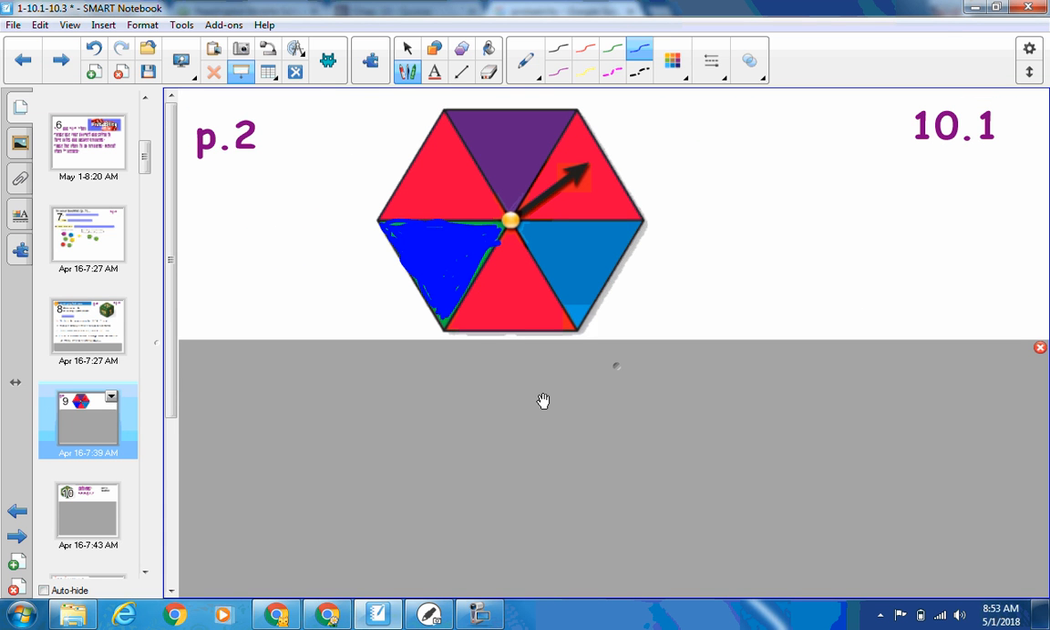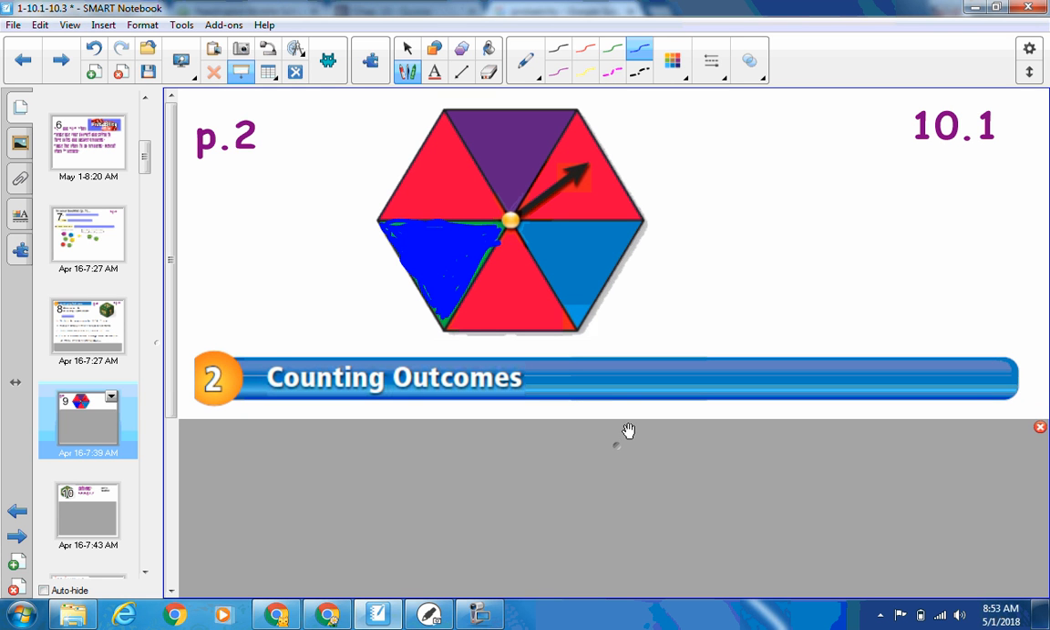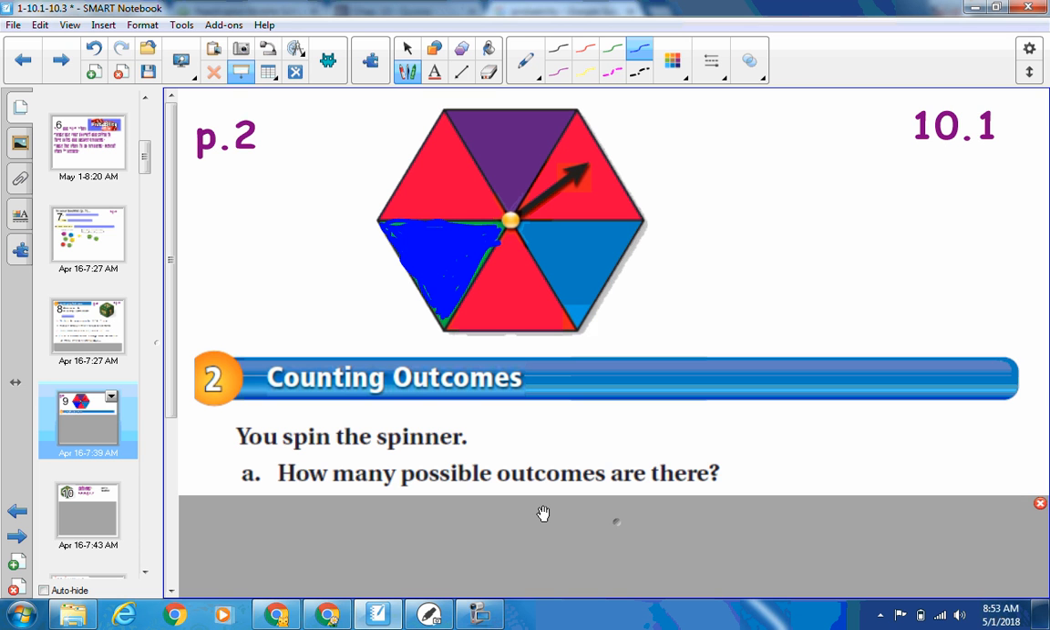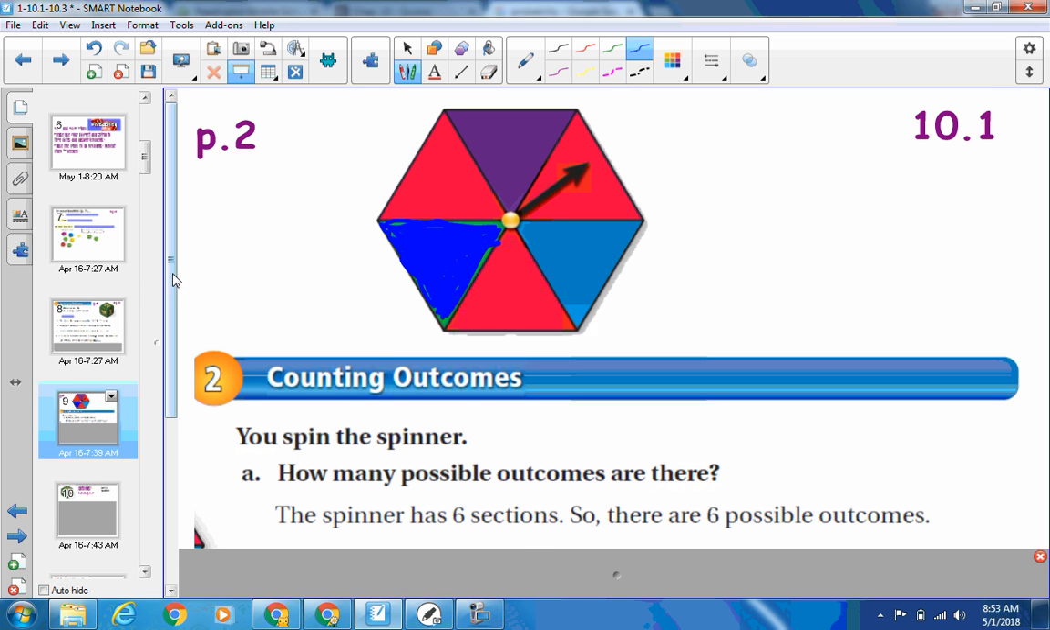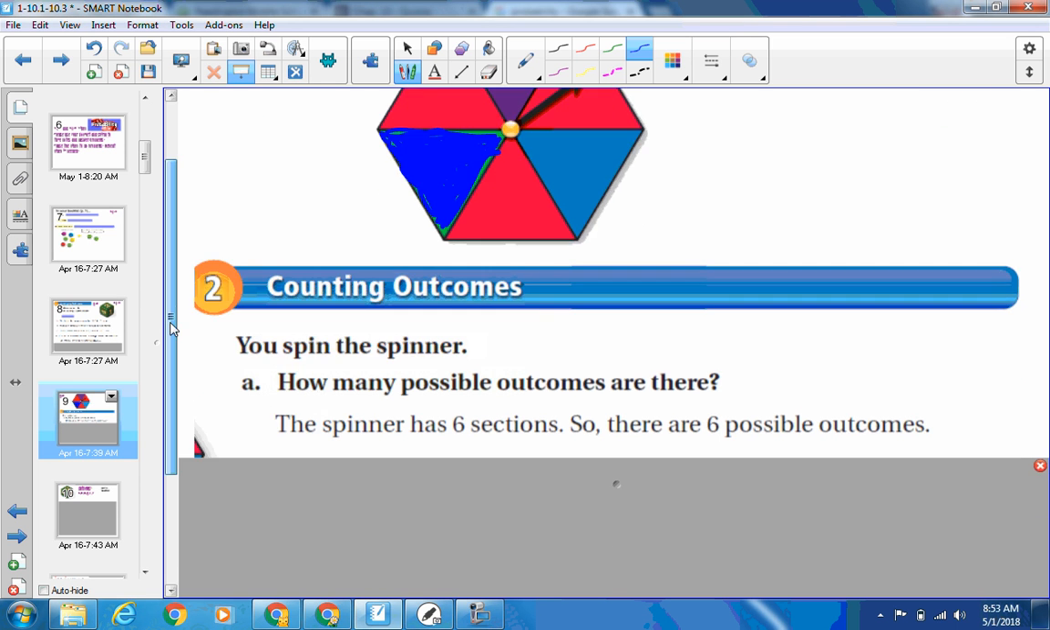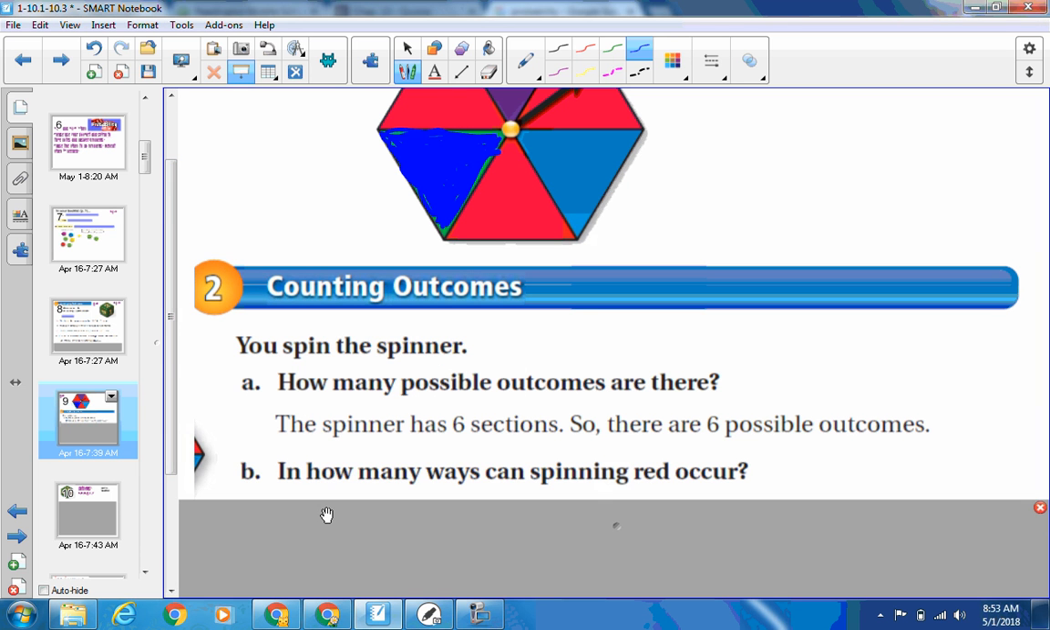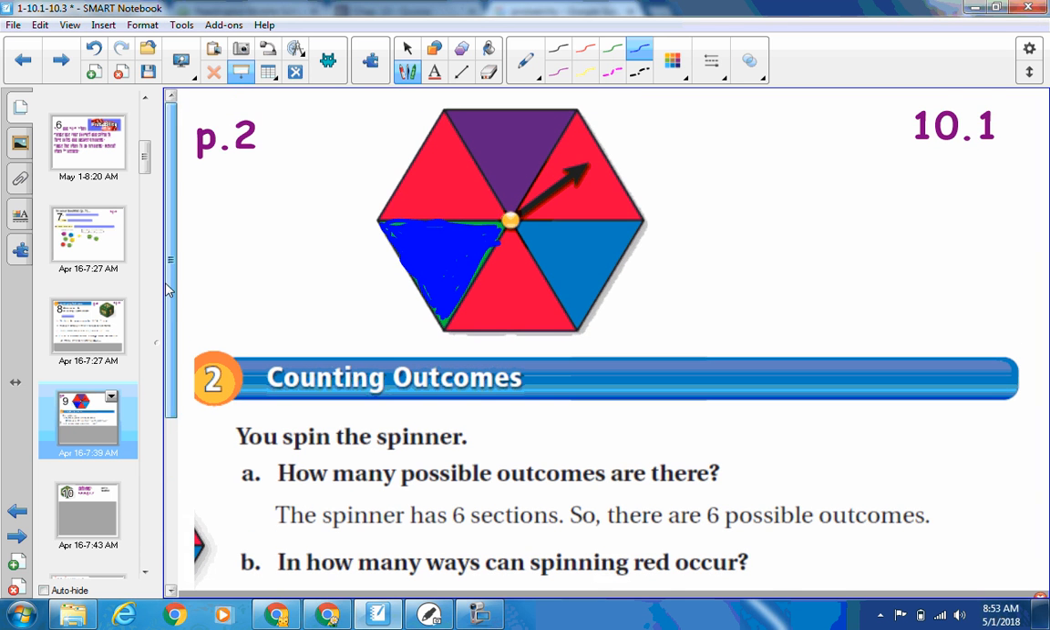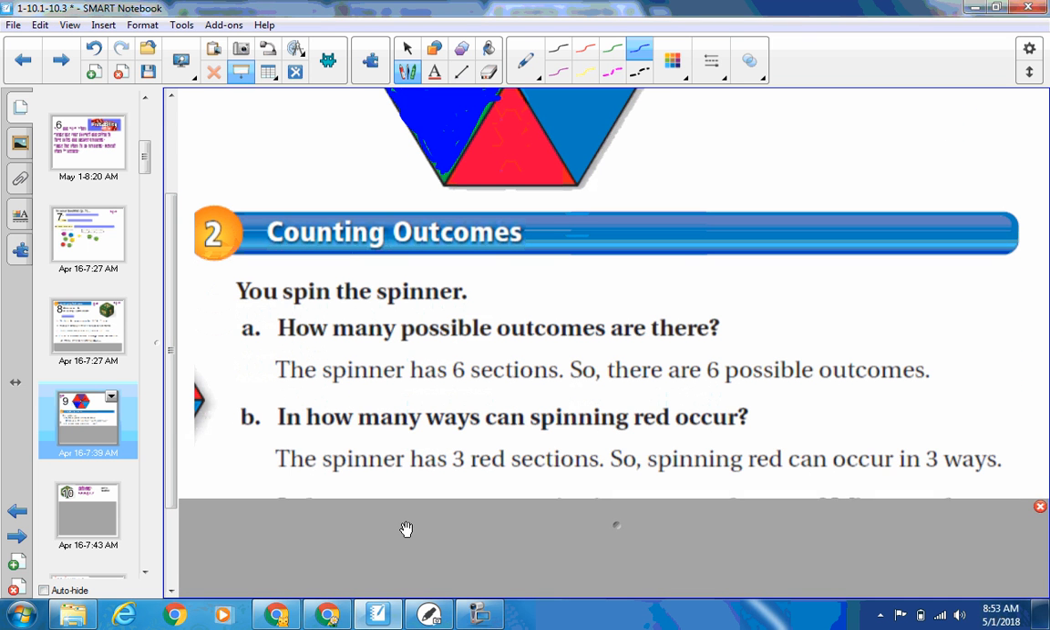Okay, also on page 2, you have the spinner. We're going to count the outcomes on the spinner. So you're spinning the spinner. How many possible outcomes are there? You would just count the number of sections on the spinner. And since there's 6, there's 6 possible outcomes. In how many ways can spinning red occur? You would count that there's 3 sections that are red. So there's 3 ways that red can occur.